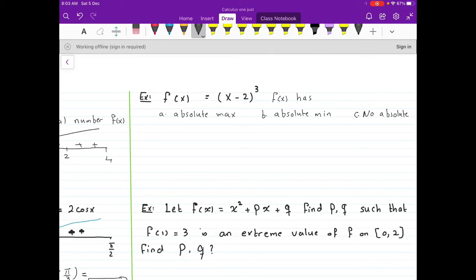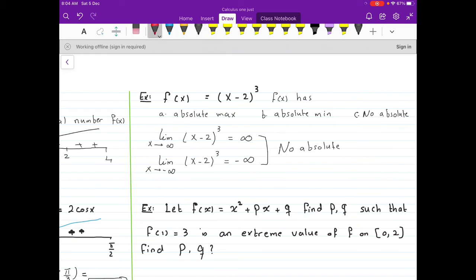But this function is continuous on R. If we try to study the behavior of the function at infinity and minus infinity: the limit as x approaches infinity of (x minus 2) to the power 3 is clearly infinity because it follows the highest power, and the limit as x approaches minus infinity of (x minus 2) to the power 3 equals minus infinity. That means it has no absolute max or minimum.